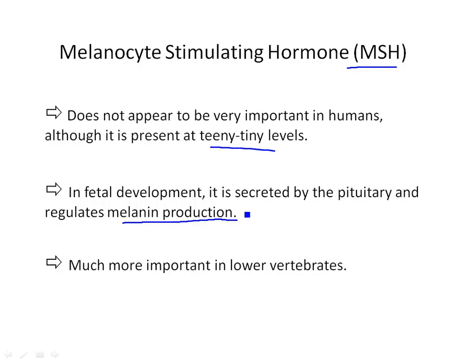What makes your skin dark? What's that darkening pigment? Melanin. So melanocyte-stimulating hormone can stimulate that melanin production. You see it a whole lot more in lower vertebrates, animals that are brightly colored and they're trying to change their coloration. You'll see it a little more important in lower vertebrates than in humans, but we do have it, and so I'm throwing it in there just because it's interesting.